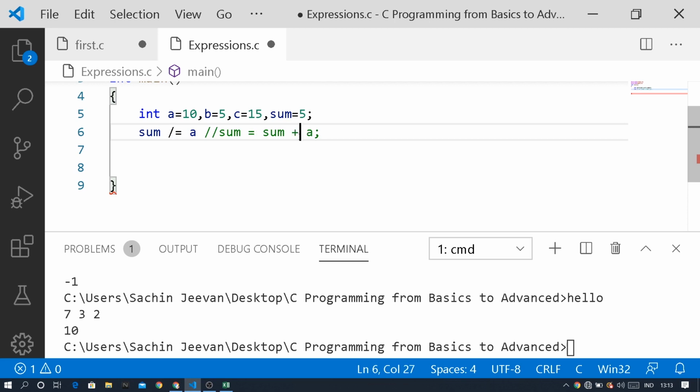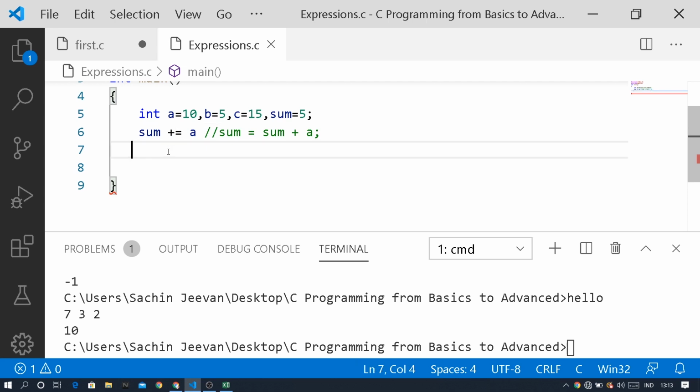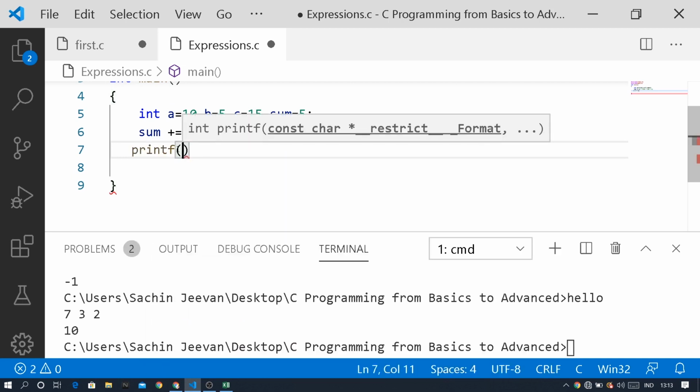So first of all I write sum plus equal to a, and in the next step I'll give a semicolon to mark the end of the statement. Next I will print the value of sum, percentage d comma sum.